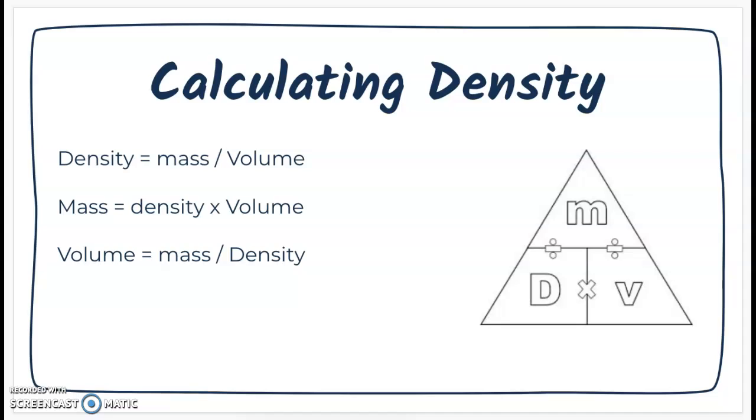When we calculate density, we're going to use this formula. Density equals mass divided by volume, which also means that mass equals density times volume, and volume equals mass divided by density. We can use this little triangle to help us remember our equations, or to help us figure out which equation we need to use when we are working. So if we want to find density, we have D down here, and we have mass divided by volume.